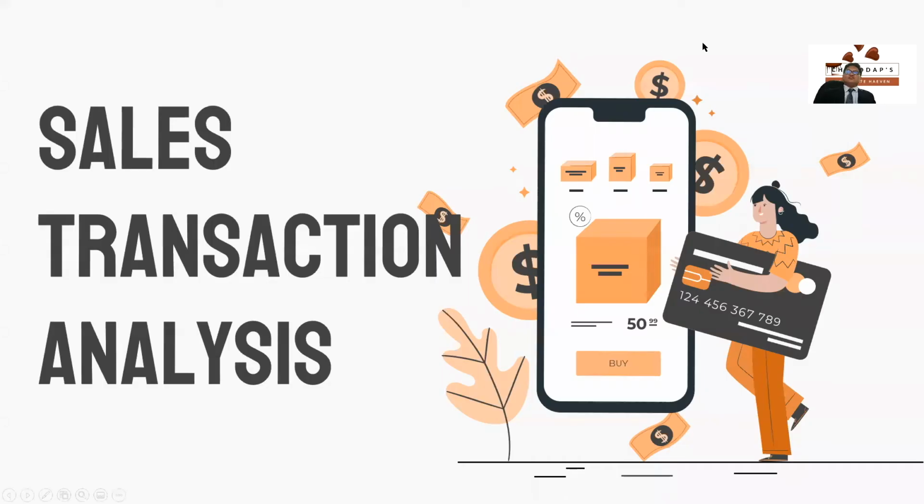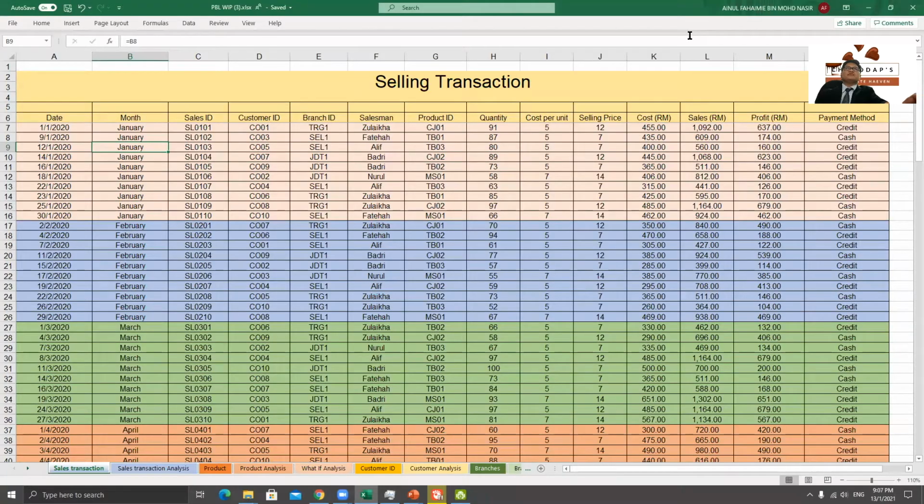Now I will start with sales transaction analysis. Before that, I will show the dataset for the sales transaction. Okay, this is our data from the sales transaction. As you can see, there is a date, month, sales ID, customer ID, batch ID, salesman, order ID, quantity, cost per unit, selling price, cost, sale, profit, and the payment method.